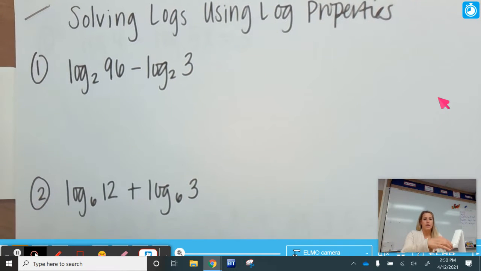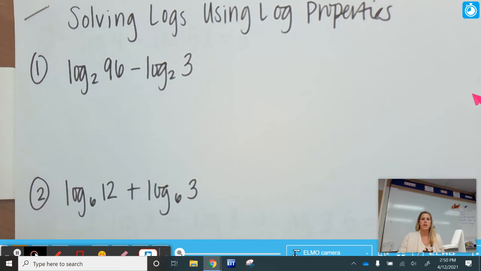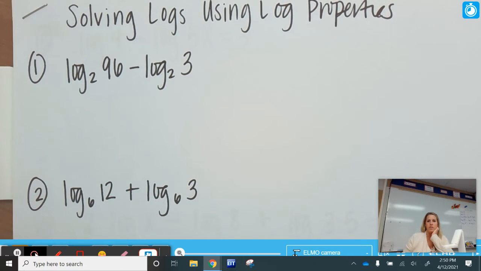All right, we are moving on to the next section of logs. So this is solving logs using log properties. On Monday and Tuesday of class, we talked about using these log properties, and we went over a bunch in class and really focused on three main ones that we used.